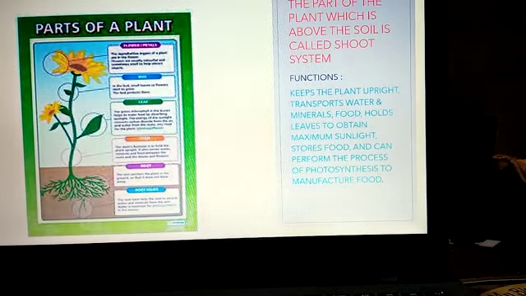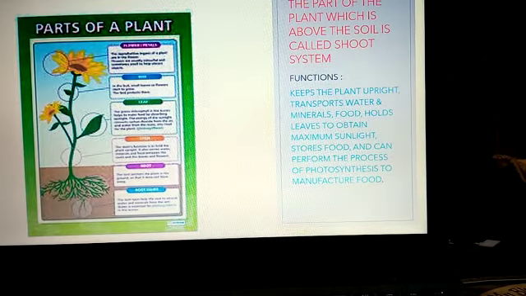You can see the picture, children, which is showing the different parts of a flowering plant. A plant consists of two parts: the lower part, which is under the soil, is nothing but the root, and the upper part, which is above the soil, is nothing but the shoot. In the shoot we can see the stem, the leaves, the buds, and even the flowers, and the flowers develop into a fruit. What is a shoot? The part of the plant which is above the soil is called the shoot system.